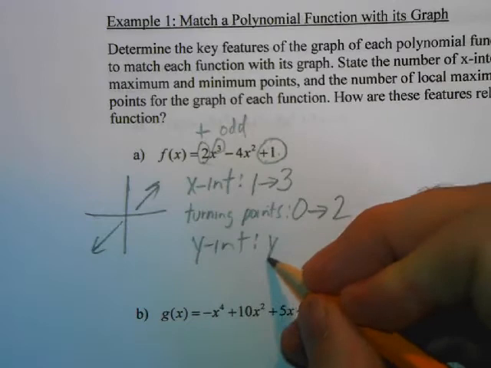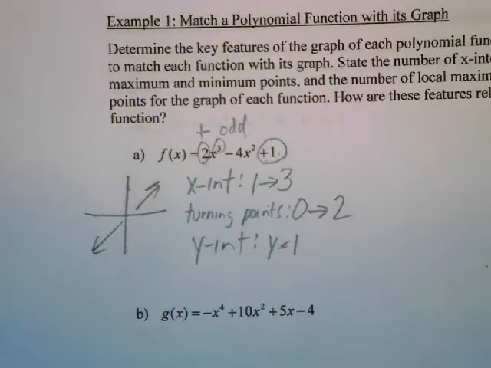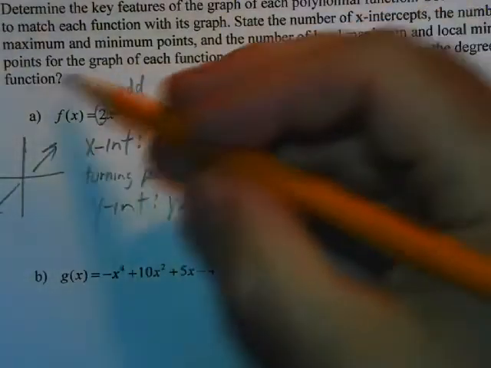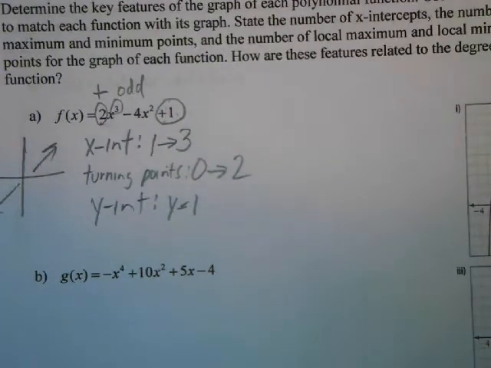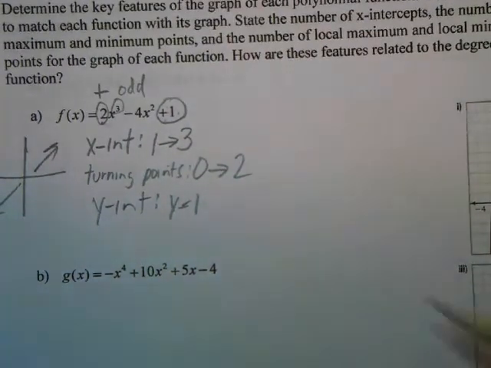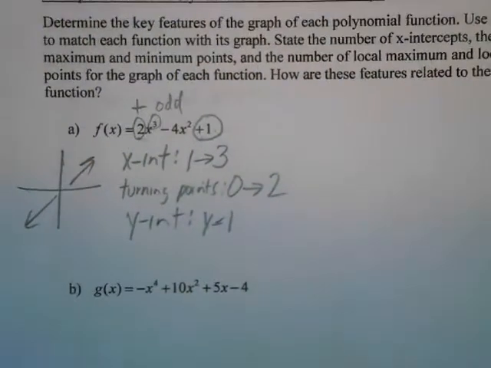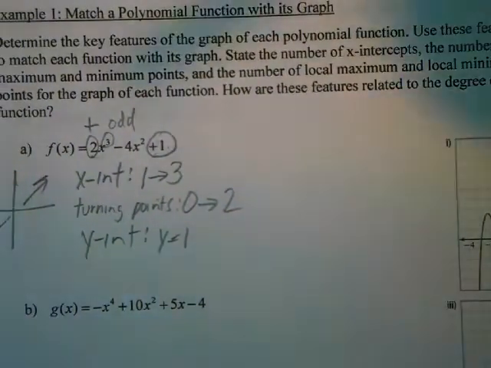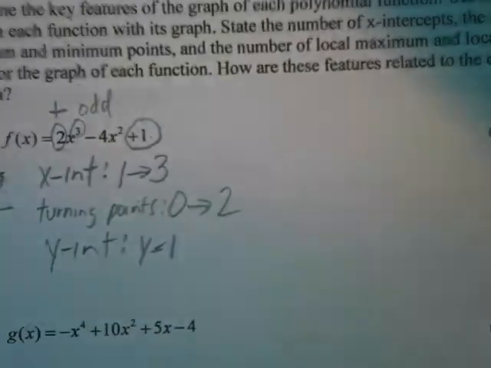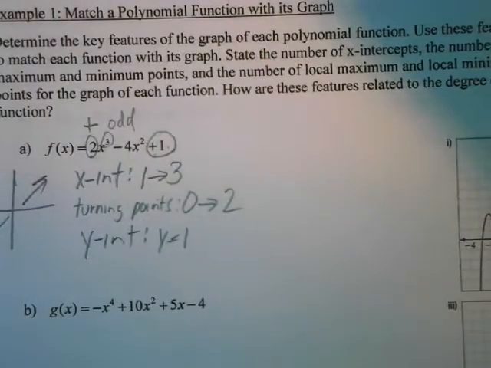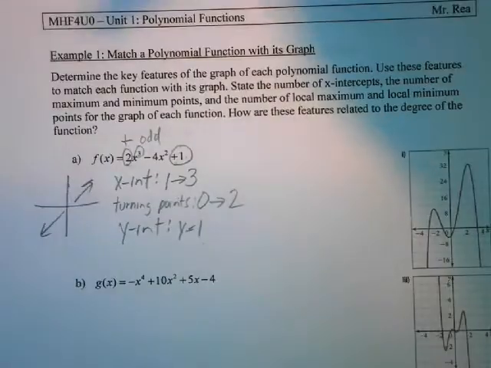So y equals 1. Now there are only 4 choices here and they're pretty different. I kind of went overboard here with grabbing as much information as we could. Let me just zoom out a bit here so you can see the whole thing. Okay.